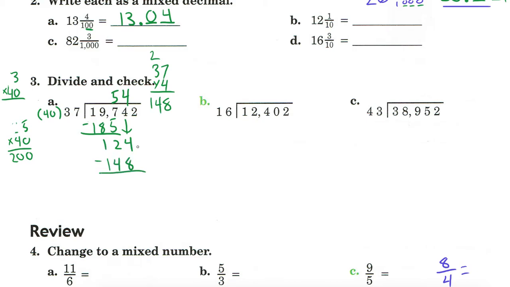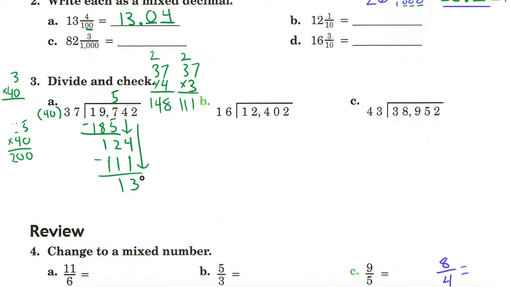Can I subtract 124 minus 148? Nope. So I know this is way too high, so it needs to go lower. So I need to try 3. So let's try 3 times 37. 3 times 7 equals 21. Plus 3 is 9. Plus 2 is 11. 111. Subtract that. I will get 13. 13 is less than 37, so I'm good.